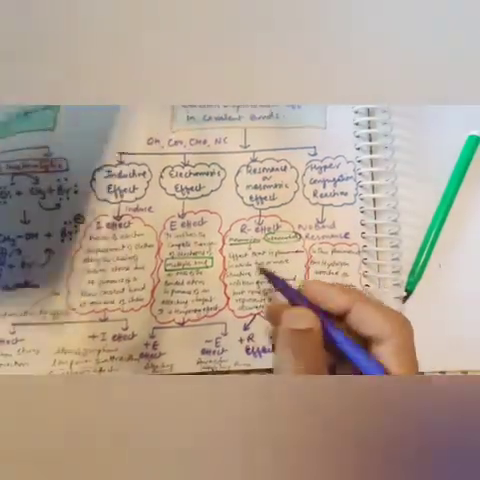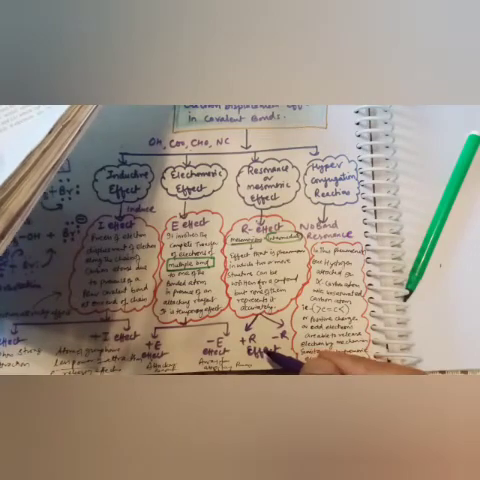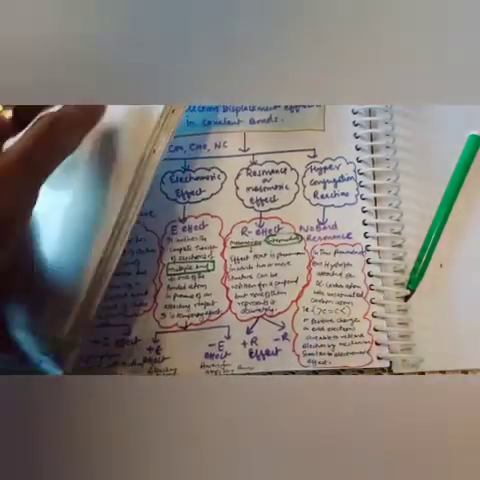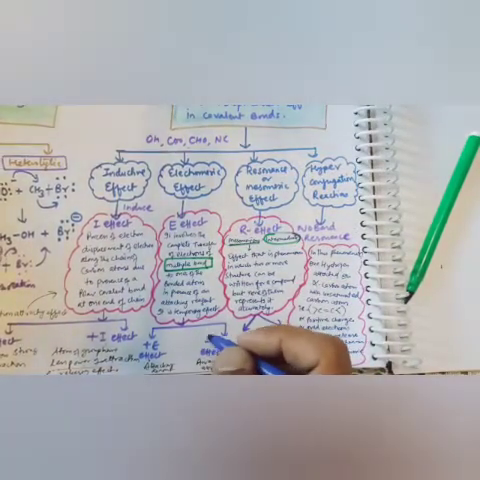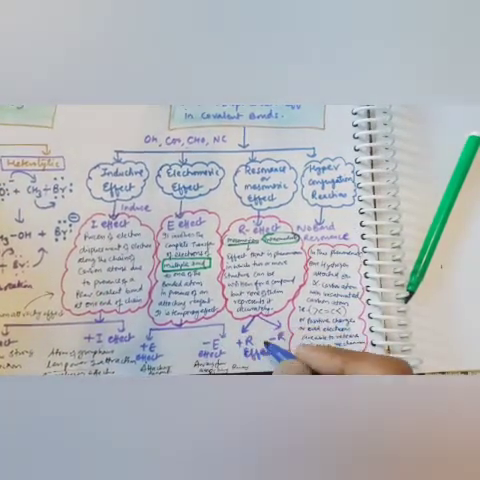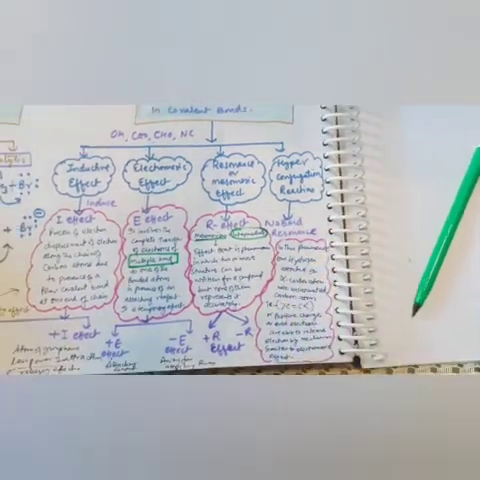Okay, this has 2 effects, plus R and negative R effect. Plus R is when an electron is being released, and negative R is when an electron is being gained. Now the last is the hyperconjugation effect.